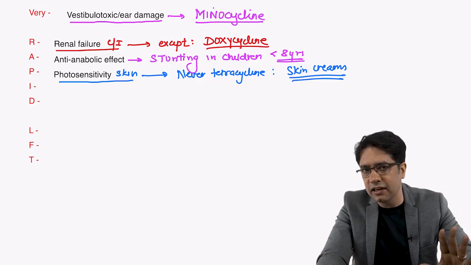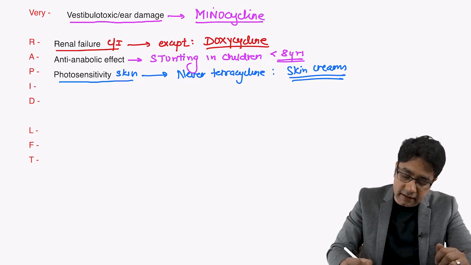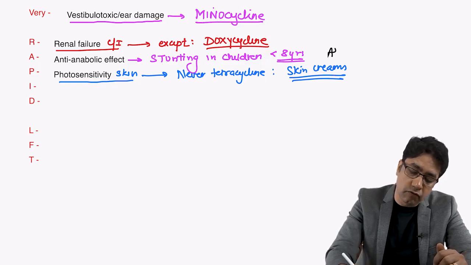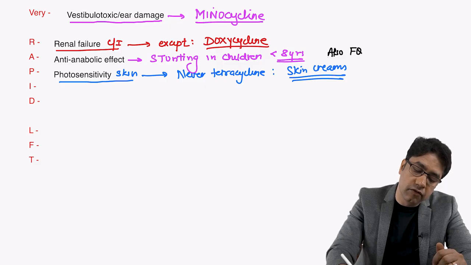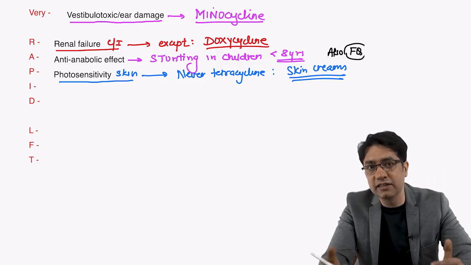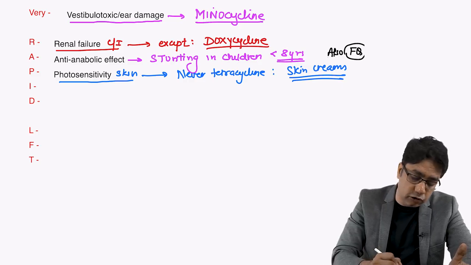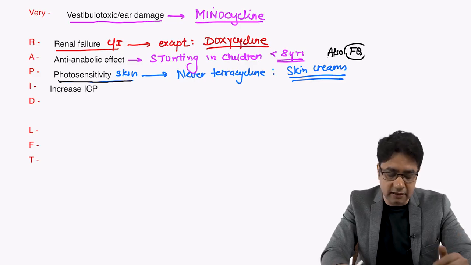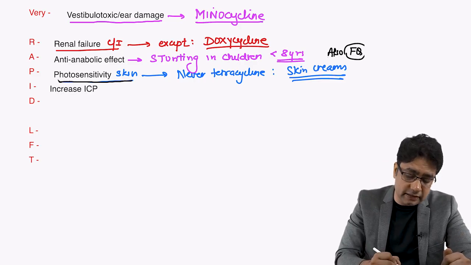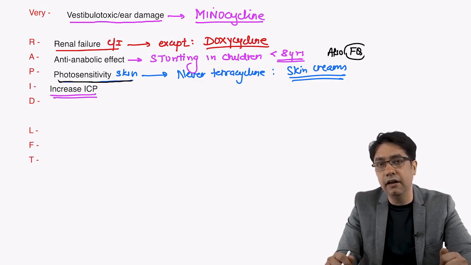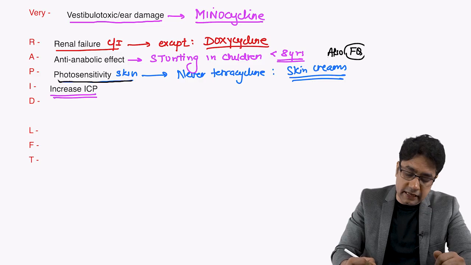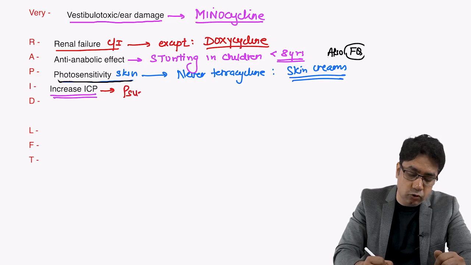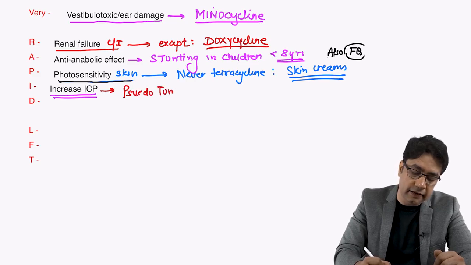Is there any other drug which I have told you causes photosensitivity? Avoid them as skin cream. Yes. Also, fluoroquinolones. Fluoroquinolones like ciprofloxacin, levofloxacin, they also produce photosensitivity, just like tetracycline. Don't give them as skin cream. Now, tetracycline, sometimes they can increase intracranial pressure. This increase in intracranial pressure due to tetracycline, we call it pseudotumor cerebri.